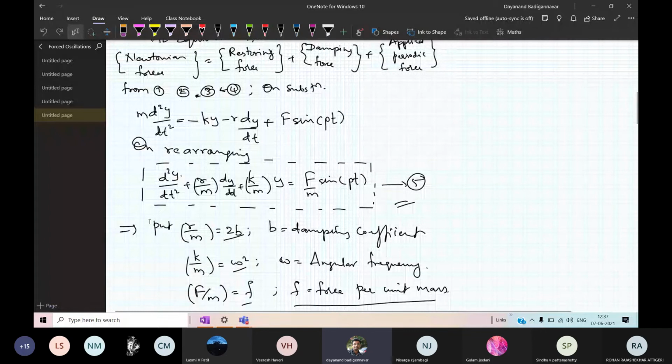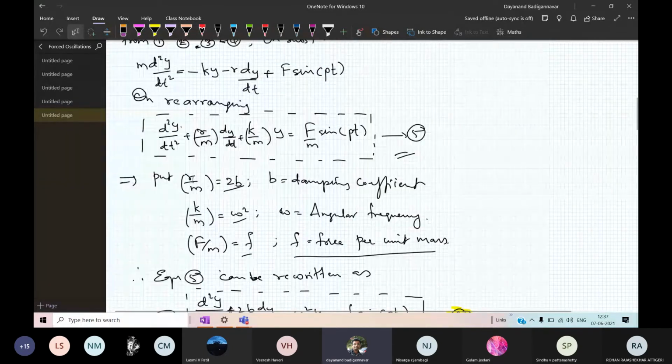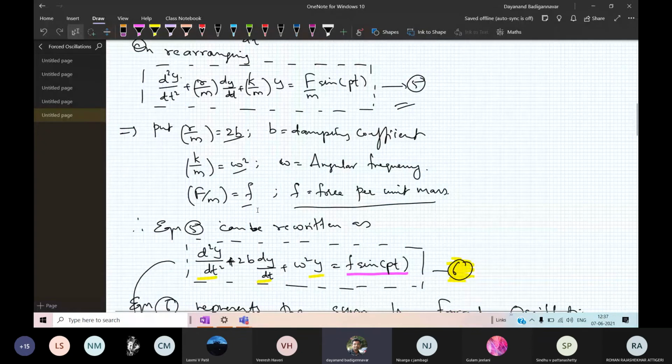Equation 5 is d2y by dt square plus r by m into dy by dt plus k by m into y, equal to f by m into sine pt. What is r by m? R by m is 2b, as we had in the last class. K by m is equal to omega square. We have been doing it for many classes. Capital F by m is equal to small f, the force per unit mass.